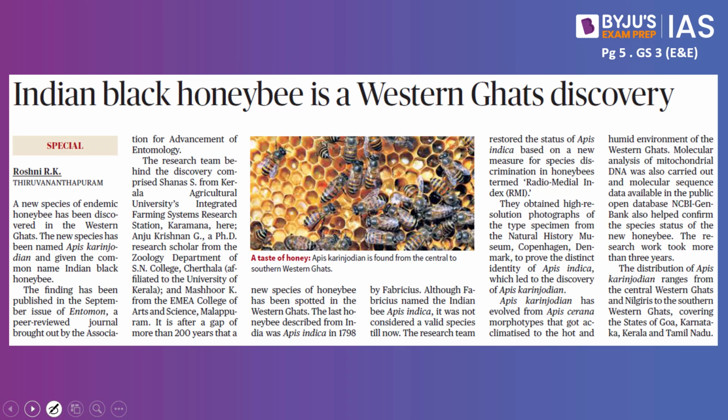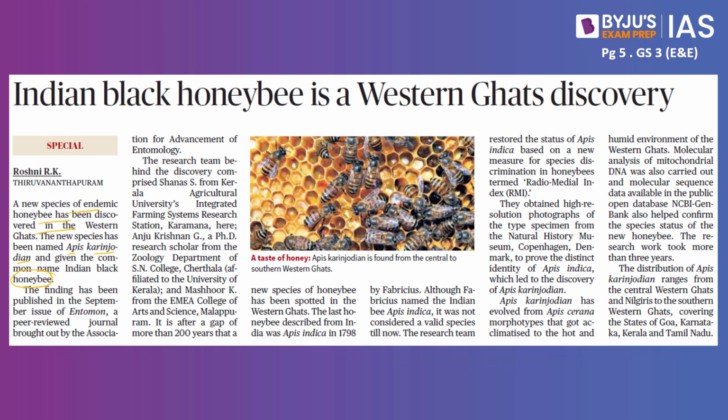Now let's look into the next article. This article says the Indian black honeybee is a Western Ghats discovery. A new species of endemic honeybee has been discovered in the Western Ghats. The new species has been named Apis karinjodian and given the Indian common name Indian black honeybee. So remember, Apis karinjodian is a honeybee, recently discovered in the Western Ghats.